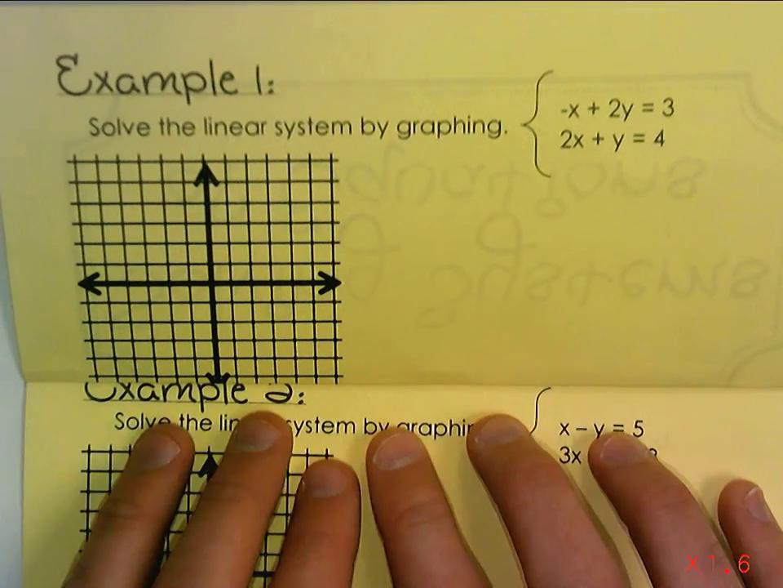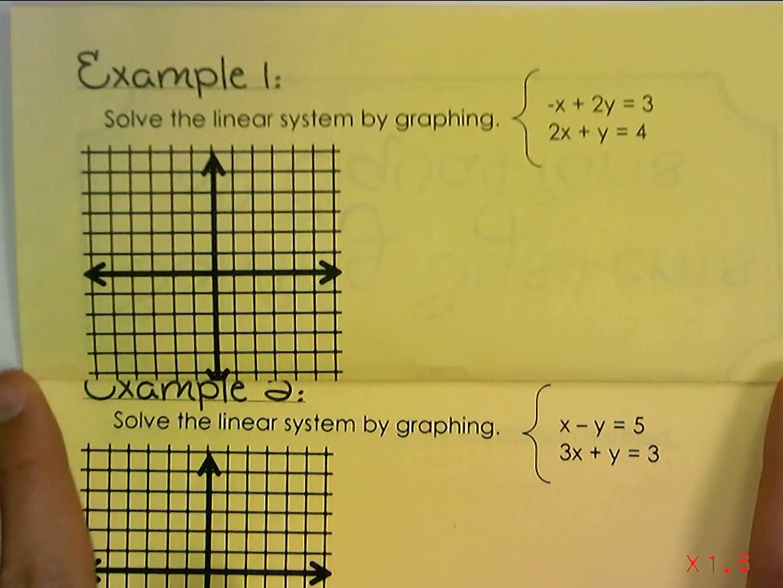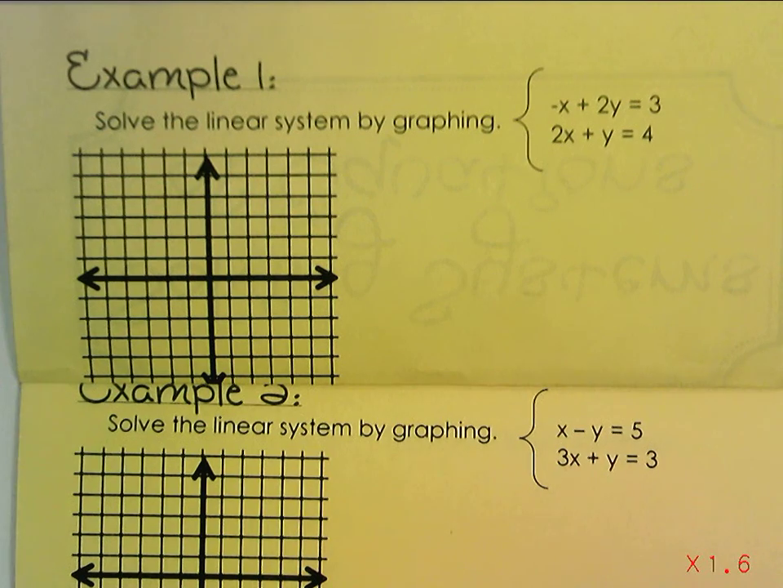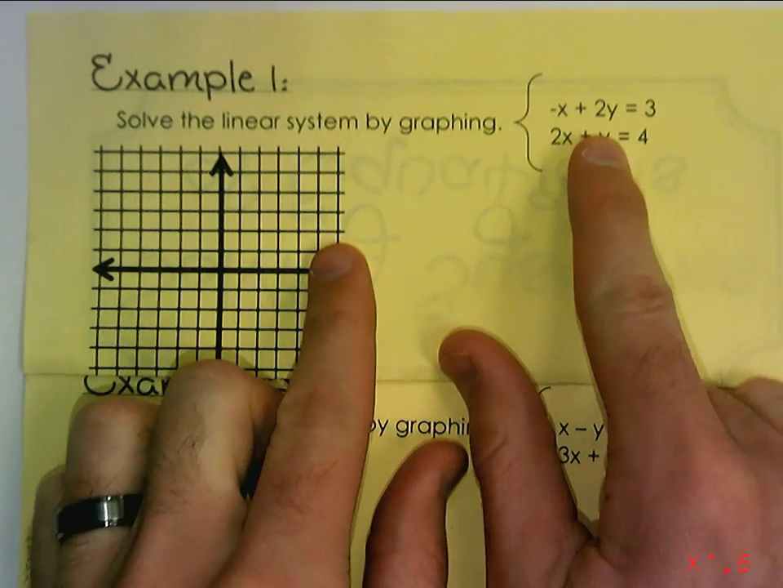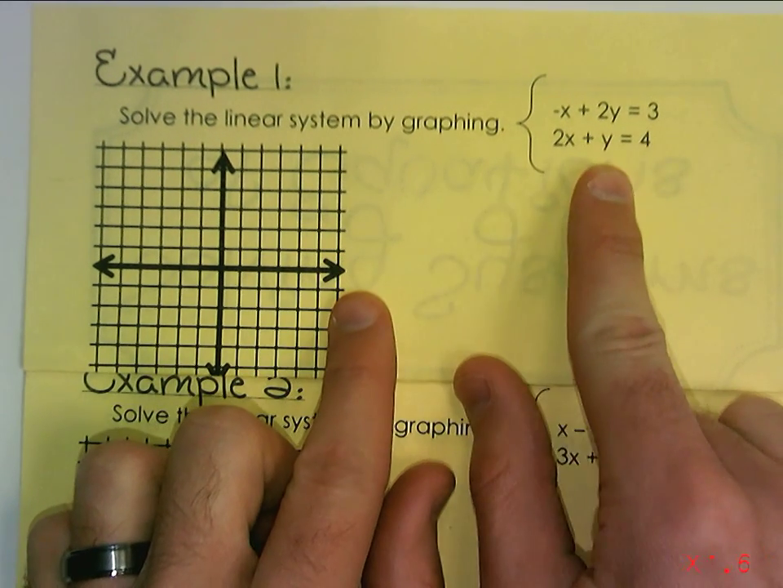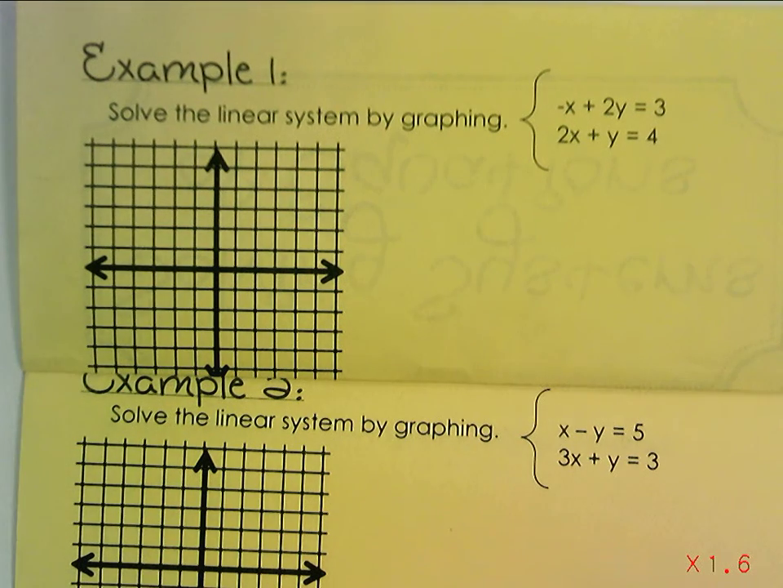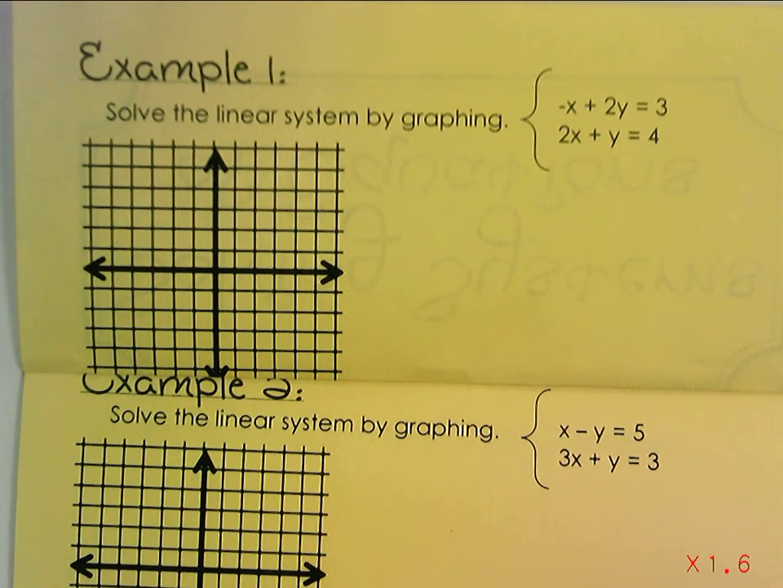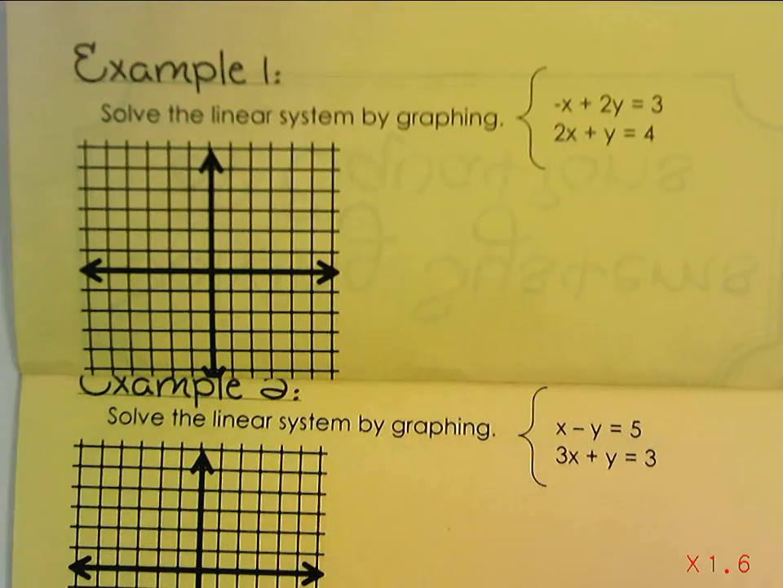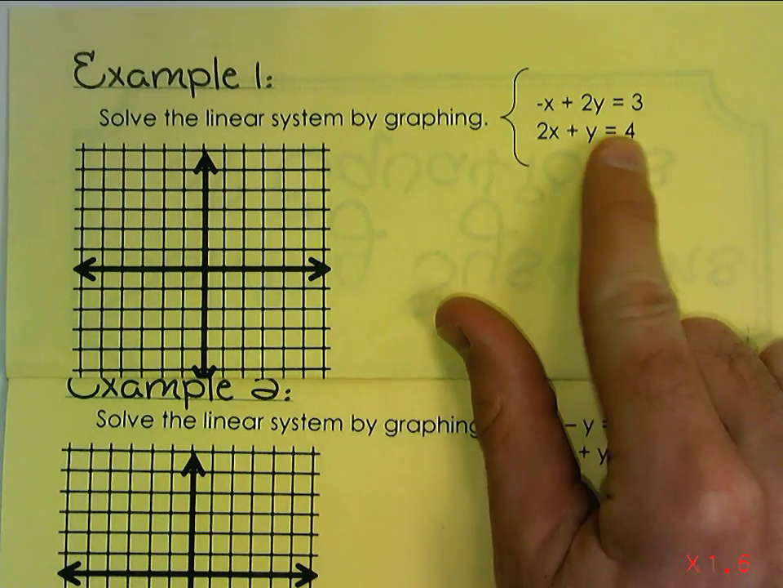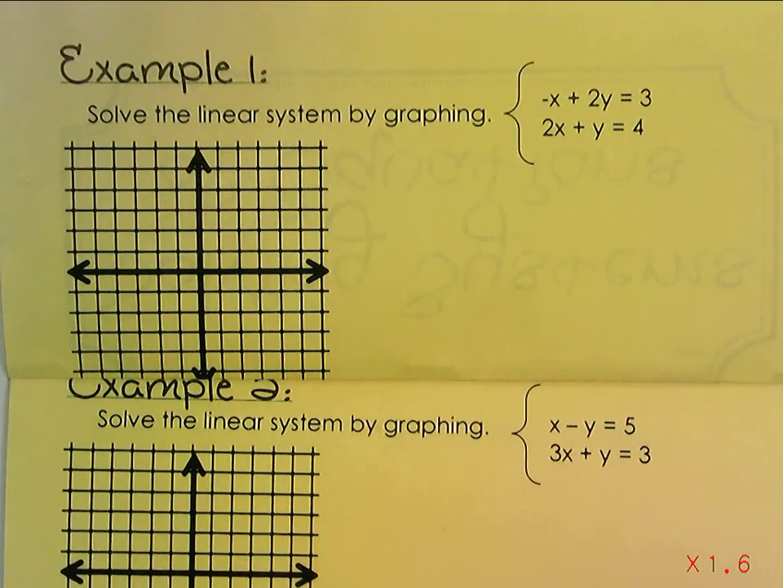So specifically, we have example 1 here, and the two lines that we'll be graphing, and as you can see they're in standard form right now, are negative x plus 2y equals 3 and 2x plus y equals 4. Now typically when you're asked to graph a system of linear equations, they will more than likely already have the equations in slope-intercept form. So in this case, we're going to have to change these from standard form into slope-intercept form. So we're going to have an extra step here. Doesn't hurt to learn that.